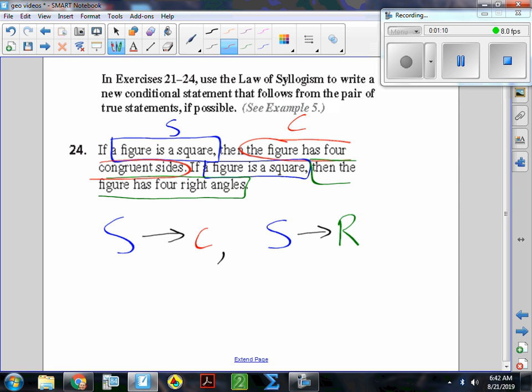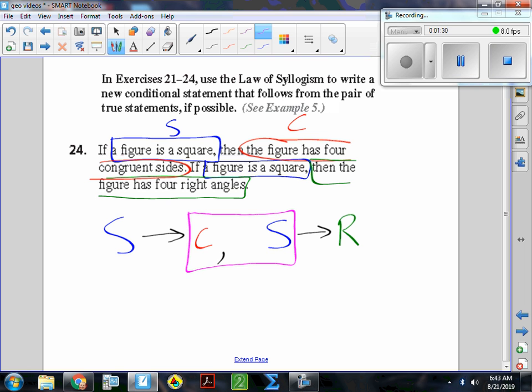So I actually can't use the law of syllogism here, because in order to use the law of syllogism, I have to have a conclusion from the first statement and a hypothesis from the second statement that match. In algebra, we would call that the transitive property. If A equals B and B equals C, then A equals C. You can skip that middle part.